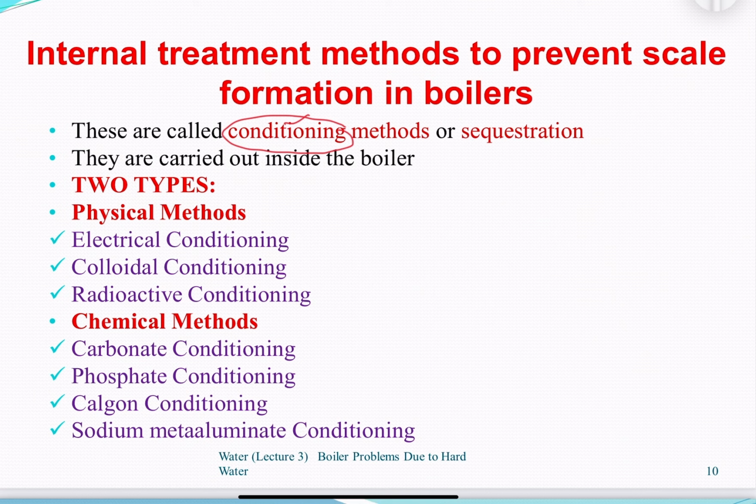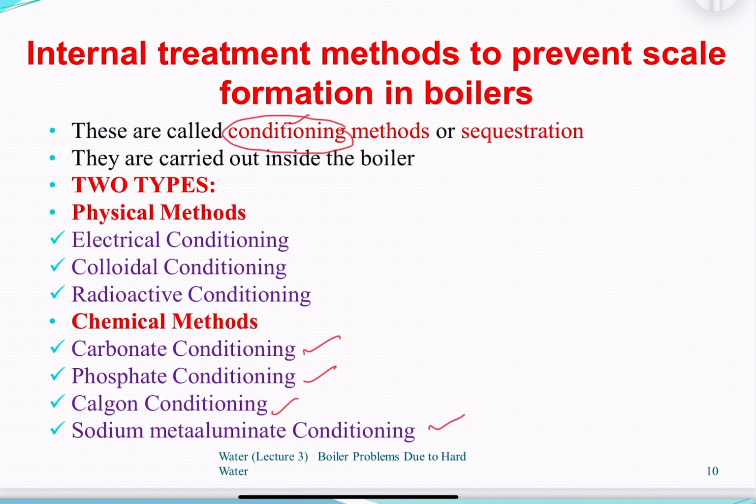In chemical methods, what we do is hard scale forming particles are converted into softer particles which remain in the form of sludges. So there are four techniques: carbonate conditioning, phosphate conditioning, calgon conditioning and sodium meta-aluminate conditioning.